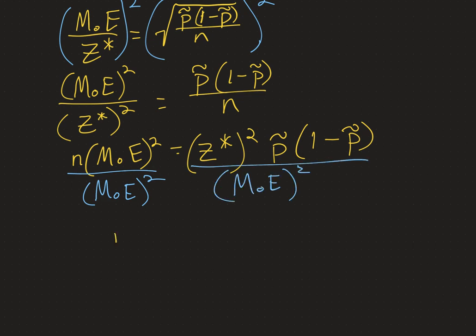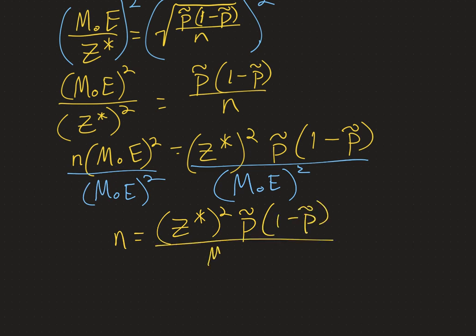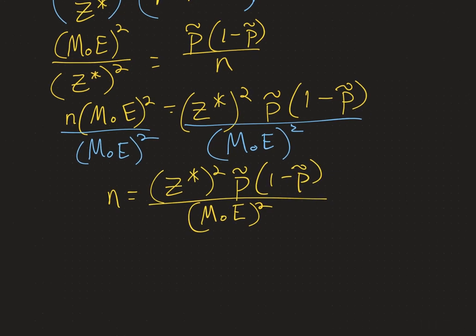We will get n equals z star squared times the approximate proportion times 1 minus the approximate proportion, divided by the margin of error squared. We know what margin of error we want. We know the confidence level we want, so we can go to StatKey to find the z star. Now we have to decide what approximate proportion would be good for us to use.